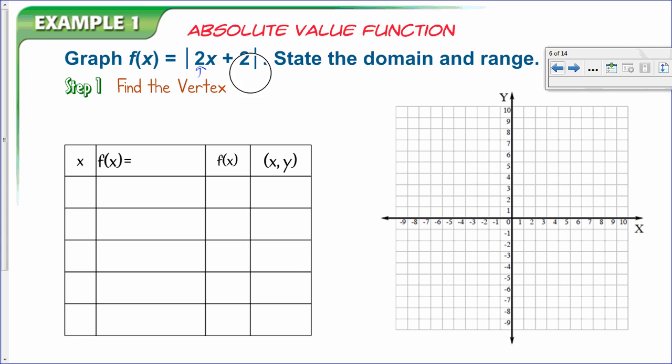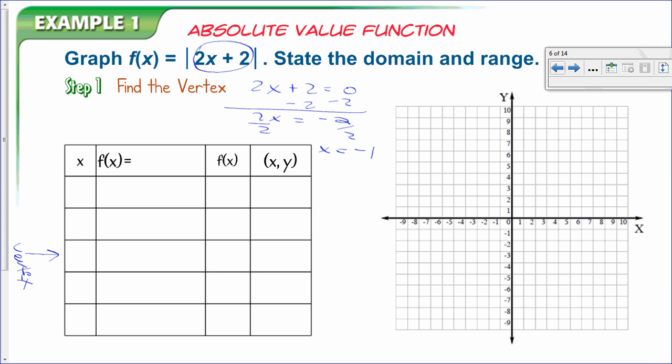Okay, so, that being said, what's the first thing that I need to find? Vertex goes where? Right there in the middle. That's my vertex. Remember how we find the vertex? Take this part in the middle and set it equal to 0. Subtract 2 from both sides. Divide by 2. X equals what? -1.